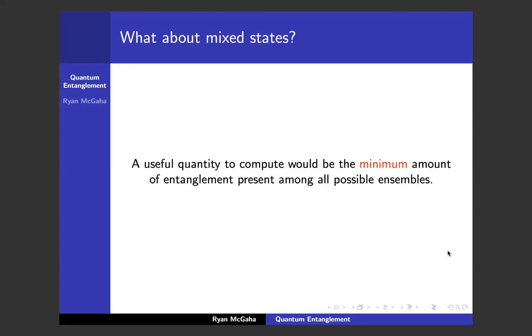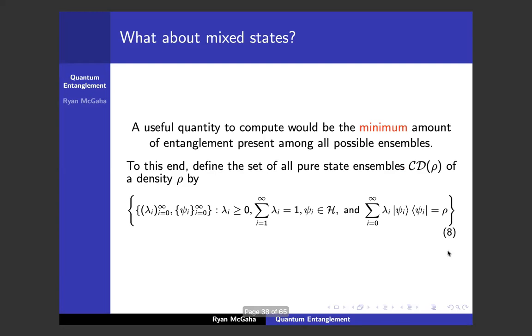A useful quantity to compute would be the minimum amount of entanglement present among all possible ensembles. So instead of looking at just one, we compare every single ensemble of a state rho, and we look at the minimum amount of entanglement. Because if you wanted to use that entanglement as a resource, and you know that sometimes you'll get 0 entanglement, well, that might not be a good resource to use. So we'll look at the minimum of it.